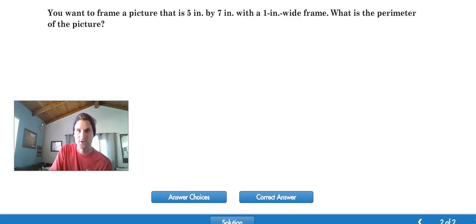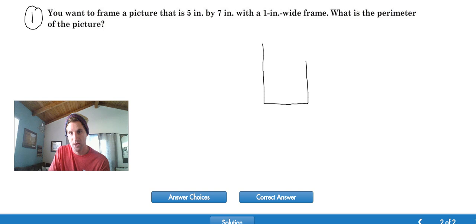Alright, let's take a look. This is our first example, number 1. Write it down. It says you want to frame a picture that's 5 by 7 with a 1-inch wide frame. What is the perimeter of your picture? Okay, so we have to draw our picture out here, and this is going to be 5 by 7. Now, it tells you have a 1-inch wide frame. What's the perimeter of the picture?